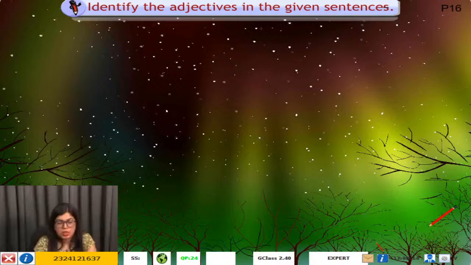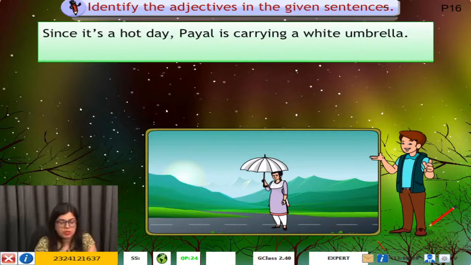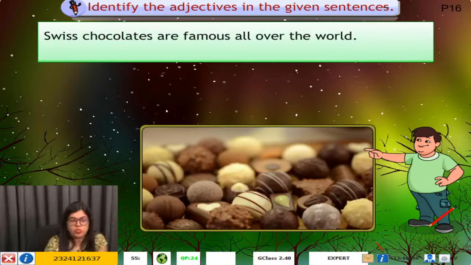So identify the adjectives in the given sentences. Since it's a hot day, Payal is carrying a white umbrella. So the girl in the image is carrying a white umbrella. So here the adjectives are hot and white. Then the image, yes, there are some chocolates. So Swiss chocolates are famous all over the world. So which is the adjective here? Very good, Swiss. Okay, Swiss chocolates.